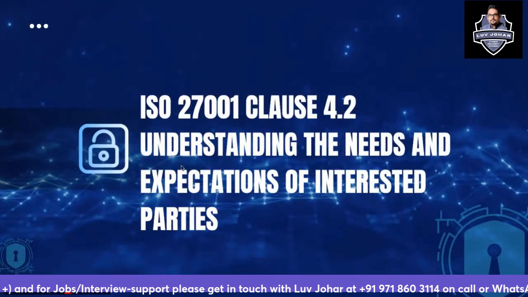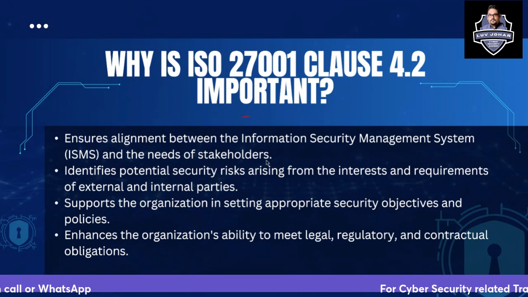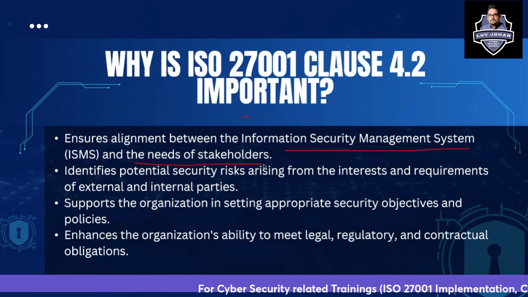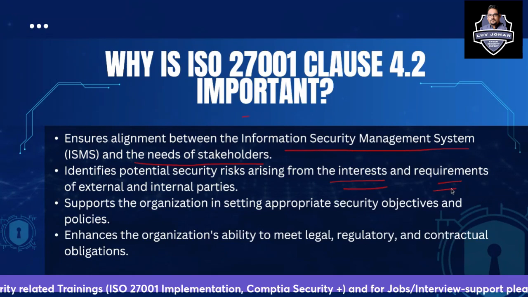Okay, so let us now understand the importance of clause 4.2. Clause 4.2 is very important from an implementation perspective because it gives us an understanding of the alignment between the information security management system and the needs and expectations of the interested parties. We need to understand the interests and requirements of the interested parties.